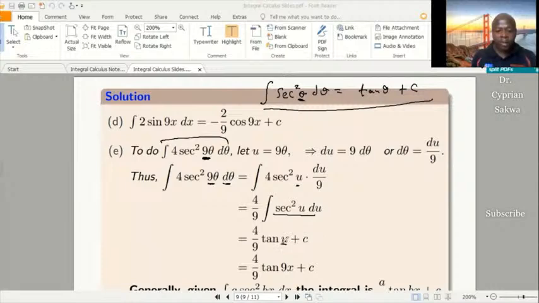Then bring back the equivalent of u, which was 9 theta, because u was not in the original question. What was in the original question was 9 theta. So bring 9 theta back. And this is supposed to be 9 theta, not 9x. So 4 out of 9 tan 9 theta plus c. So again, you can generalize this. You're just taking from here. You can write the answer mentally. It's 4 out of 9. The integral of sec squared is tan. Then insert 9 theta plus c.